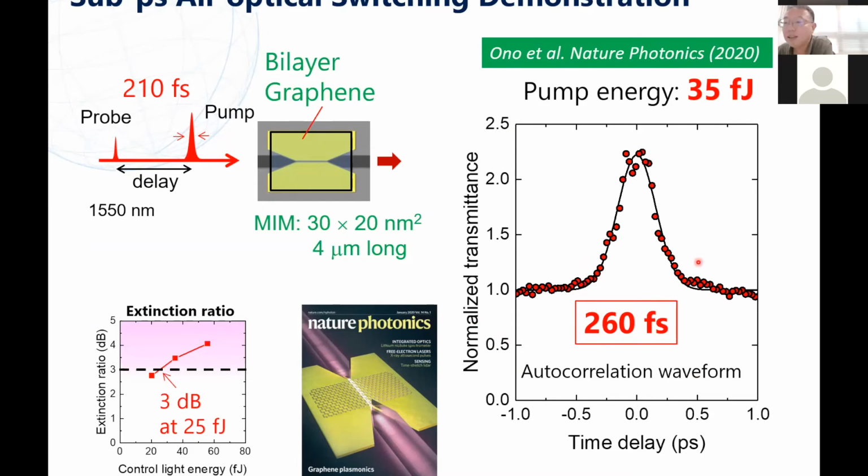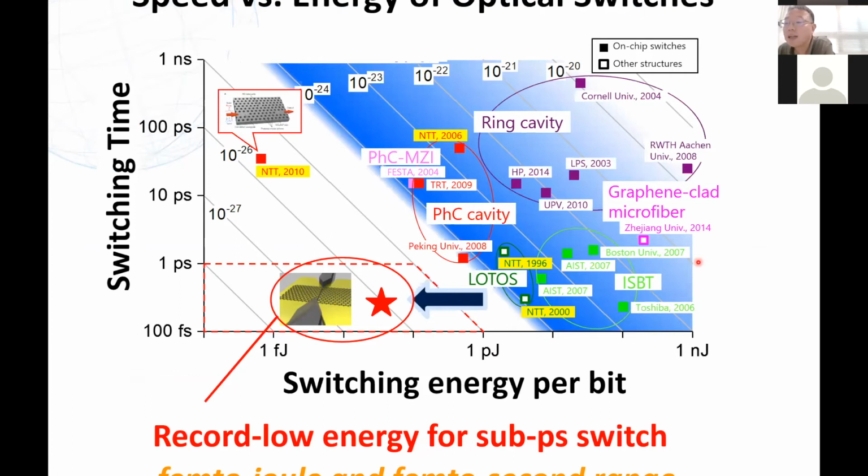In fact, we successfully achieved sub-picosecond operation with substantially small energies. So this is a comparison with the previous record, and our device, the graphene plasmonic device, is located here. Now, as far as we know, this is a record low energy for any sub-picosecond switching operations. So therefore, we think this graphene plasmonics hybrid system may be an important ingredient for ultra-fast all-optical nonlinearities.